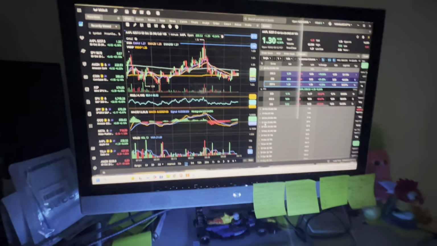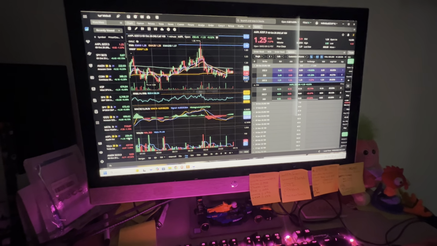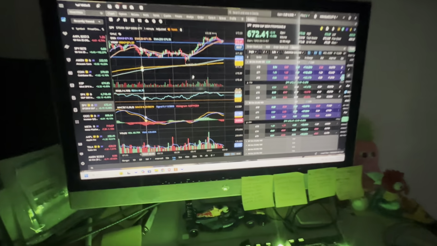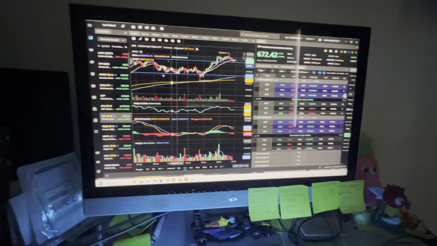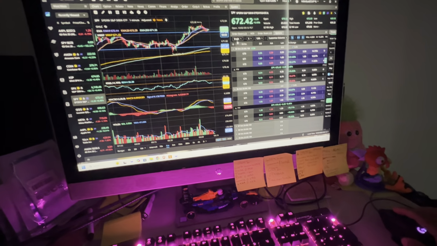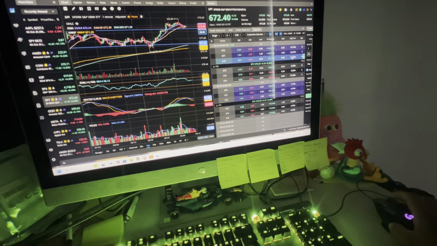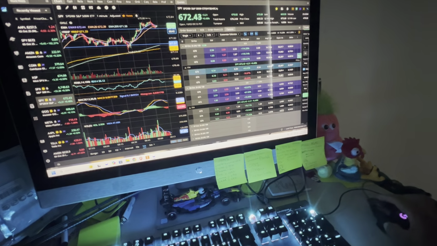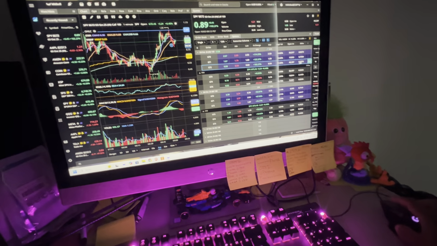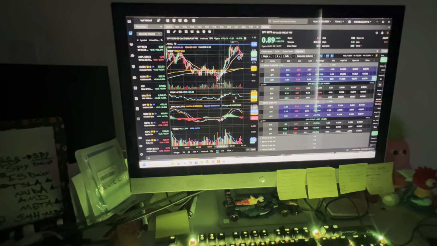Okay, so this is an example of, say that I wanted to trade SPY. I want to trade just a stock directly at 672, or I want to trade the option on it. So what I do, I go here and I click on this right here, the delta. Once I click on the delta, that's going to pull it up right here on the screen.